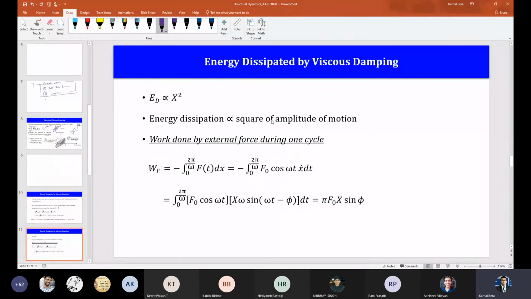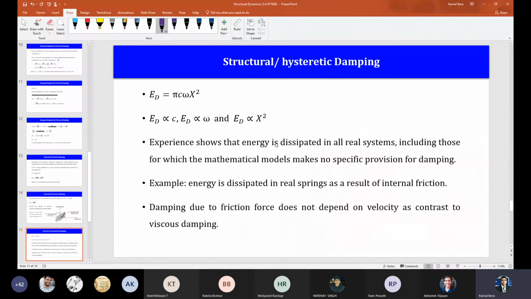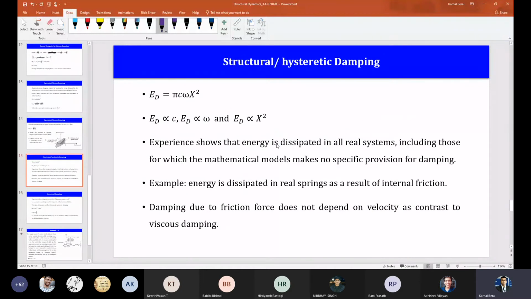Now we'll solve one problem. The next topic will start tomorrow. This slide I am not discussing, this part you can read, we have already done it. ED is proportional to C, ED is proportional to forcing frequency, and ED is proportional to the square of the amplitude.